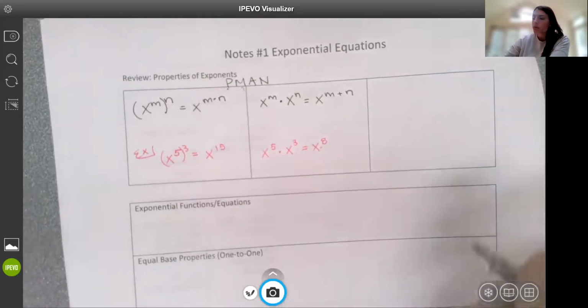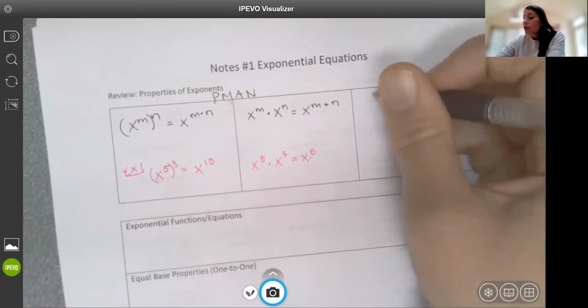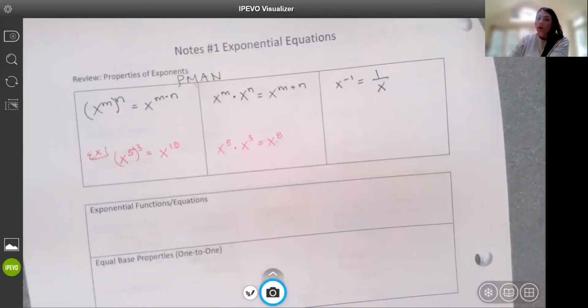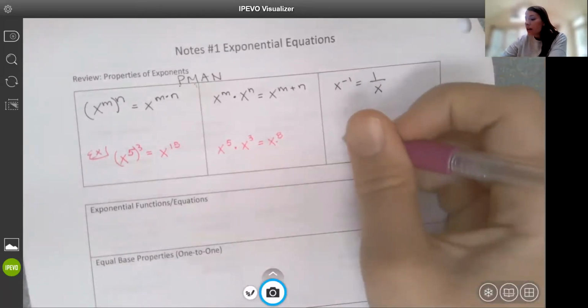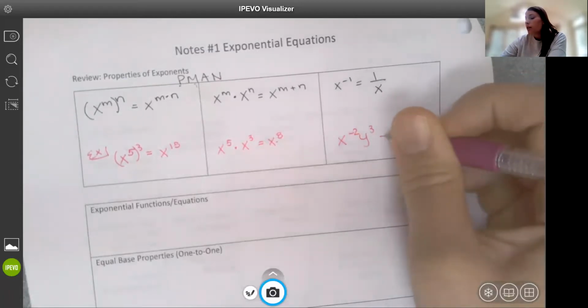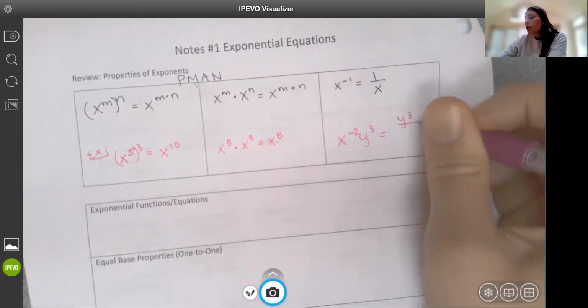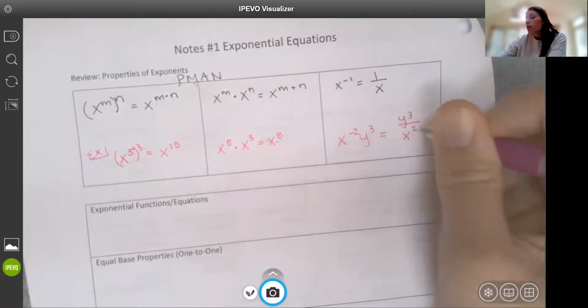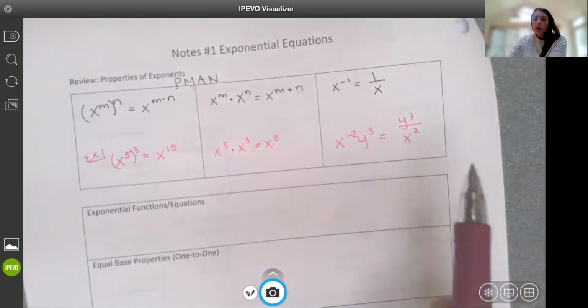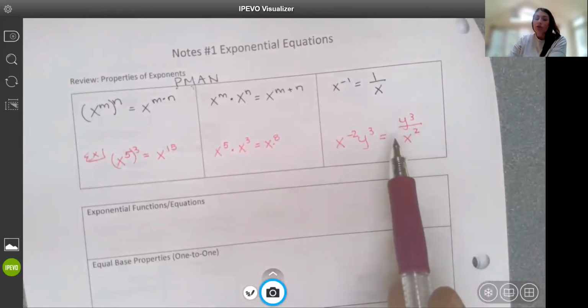The last property that we'll see is with our negative exponents. So that x to the negative 1st power equals 1 over x, okay, or vice versa. And for that, we talked a lot about cross the line, change the sign. So if I had something like x to the negative 2nd y cubed, I would have left the y cubed in the numerator and I would have moved the x to the denominator, and that would have gotten rid of my negative exponent, okay?